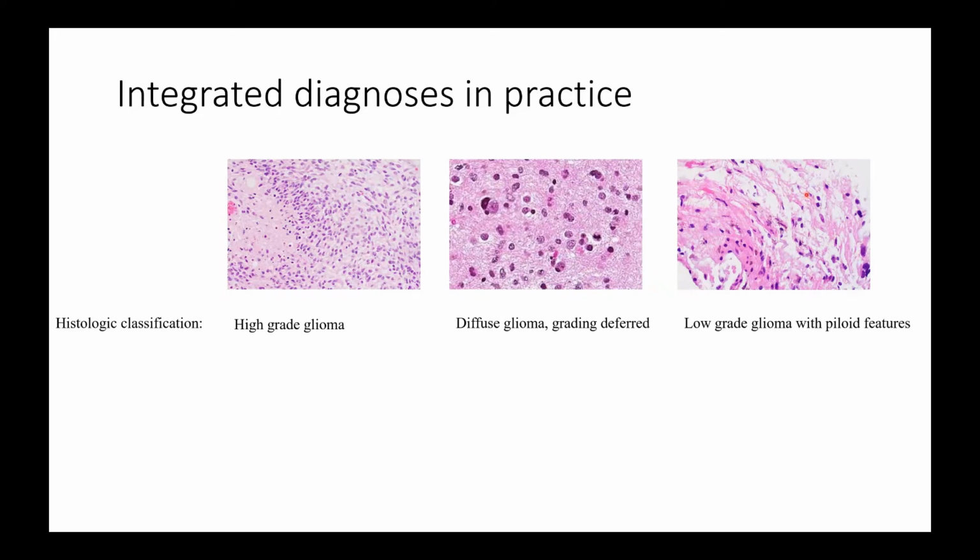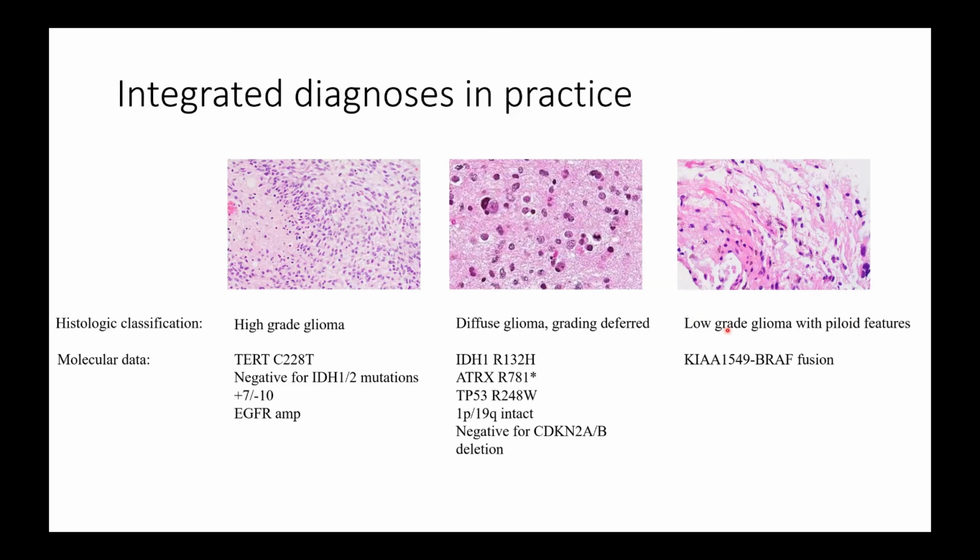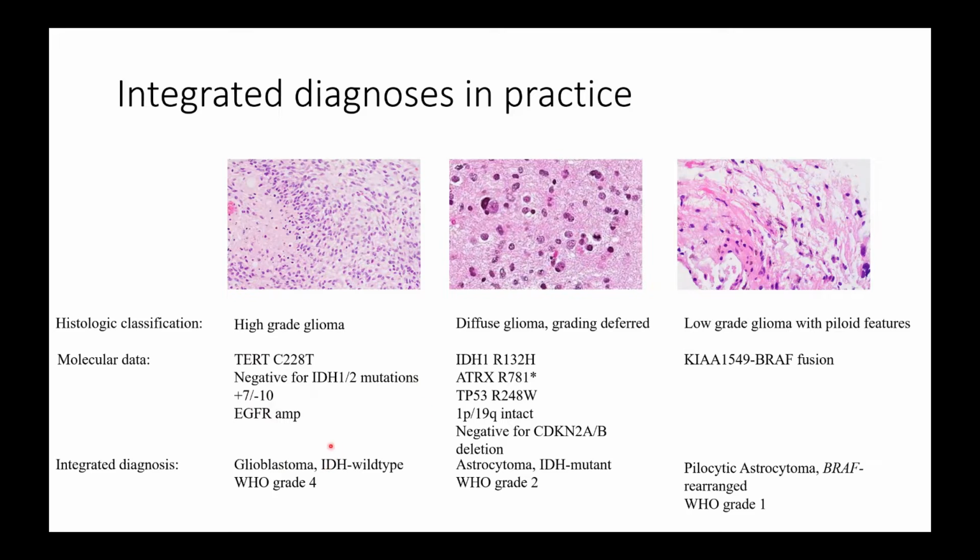Some coarsely fibrillar cytoplasmic processes. Here's a Rosenthal fiber, et cetera. But we'll just leave it with a descriptive diagnosis. Once we receive ancillary molecular testing, on the left example, we have a TERT promoter mutation, no IDH mutations, and characteristic GBM findings. And so that allows us to confidently call this an IDH wild type glioblastoma grade 4.